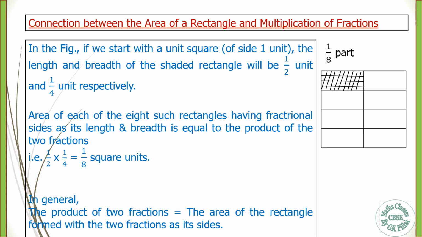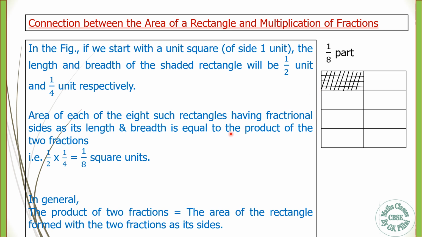Multiplication of fractions is explained in the textbook with the help of a unit square and the area of rectangles within that particular square. I will be discussing only this sum in that particular way. Rest of the sums will be done in the direct route only. Here in the figure, we start with a unit square of side 1 unit. The length and breadth of the shaded rectangle will be 1 by 2 unit and 1 by 4 unit respectively. How can it be? If this is considered as 1 unit, this will be half of it. And this is again 1 unit, so this will be 1/4 only.